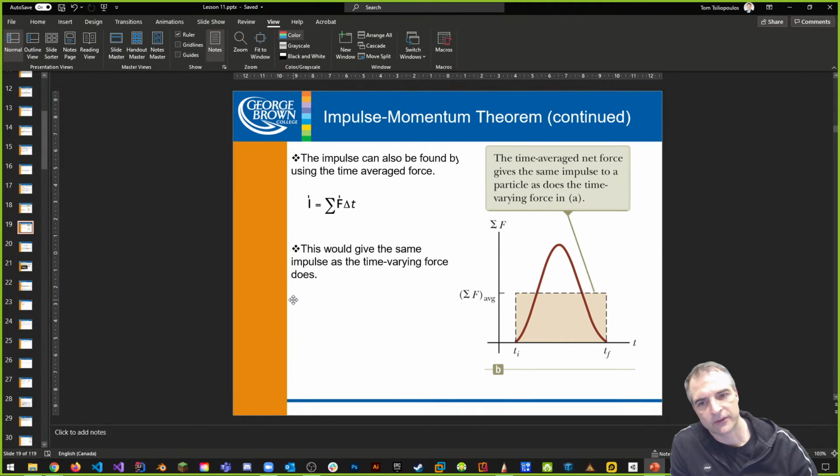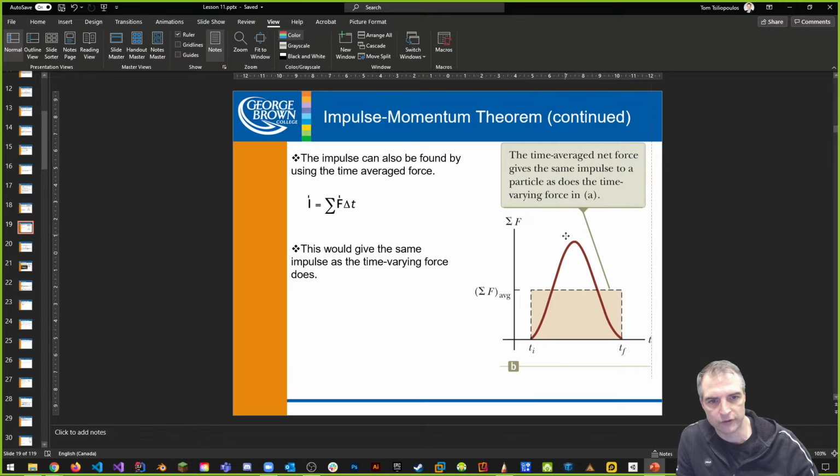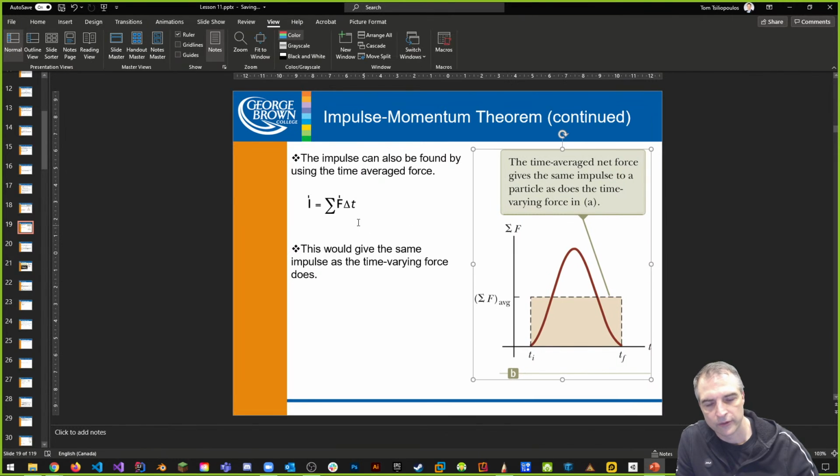So again, impulse can be found by using the time average force. We have the sum of all forces. This is impulse: the impulse vector is equal to the sum of all forces times delta time, which is basically the change in time. The sum of all forces times the change in time is equal to the impulse.